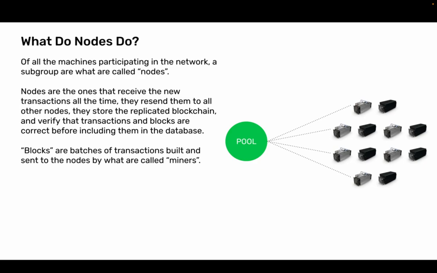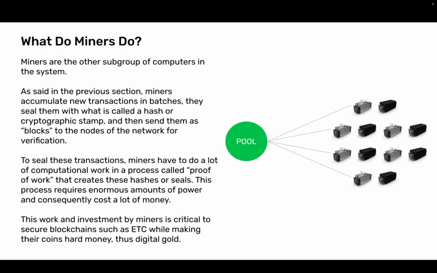What do nodes do? Of all the machines participating in the network, a subgroup are what are called nodes. Nodes are the ones that receive the new transactions all the time. They resend them to all the other nodes. They store the replicated blockchain and verify that transactions and blocks are correct before including them in the database. Blocks are batches of transactions built and sent to the nodes by what are called miners.